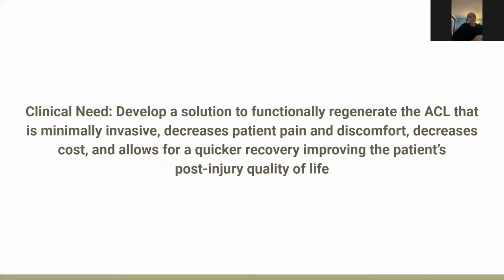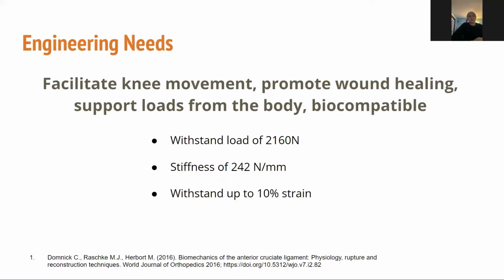To combat all of these negative effects of the gold standard ACL reconstructive procedure, we defined our clinical need as designing a new solution to functionally regenerate the ACL that will decrease patient pain and discomfort and quicken and improve the recovery process. To accomplish our clinical goal, we identified 3 main engineering needs. The implant must withstand loads of 2,160 newtons, have a stiffness of 242 newtons per millimeter, and withstand at least 10% strain to ensure that the graft has biomechanical properties similar to the native ACL.